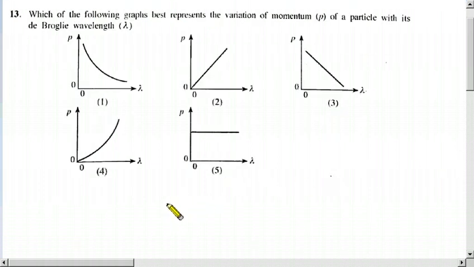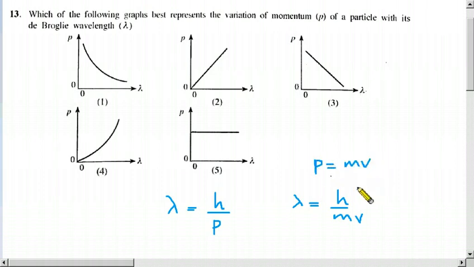Children, what is the de Broglie equation? Lambda equals Planck constant h divided by p. P is the momentum. But on the other hand, we can write h divided by mv, because we know p, the linear momentum, is mv. So these two equations you can use to solve this problem.